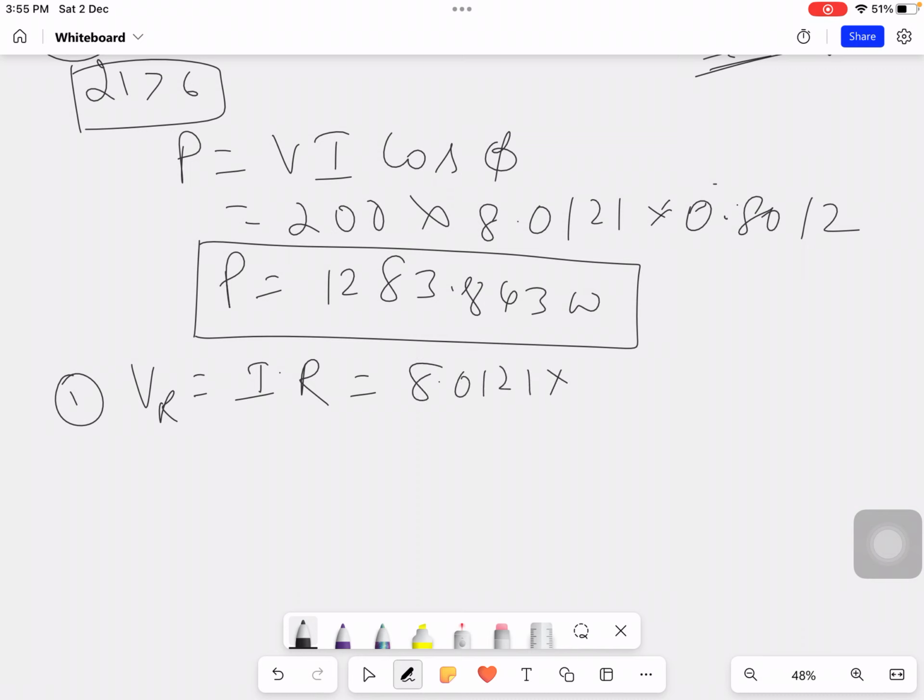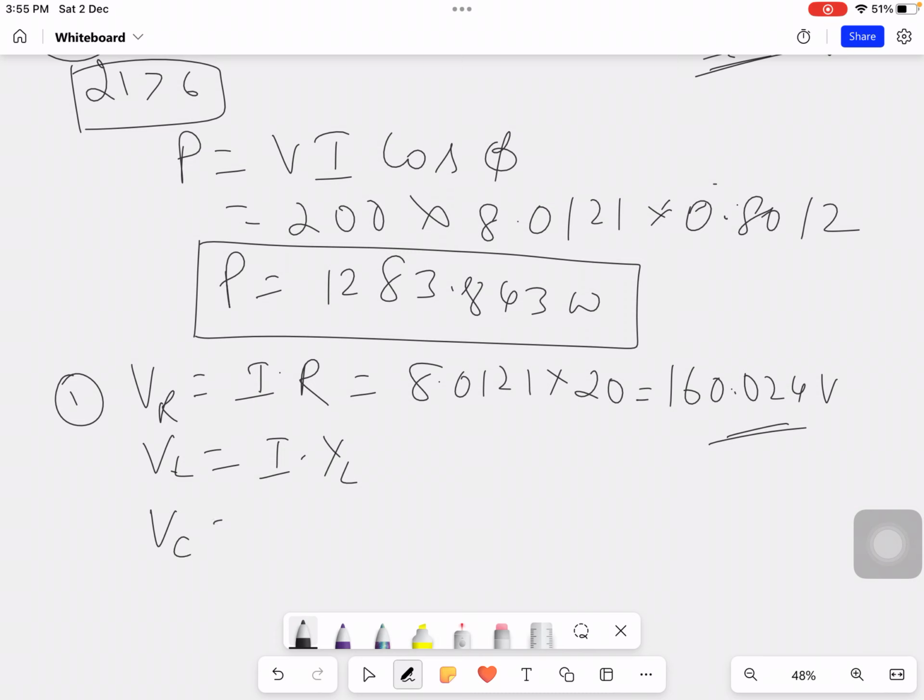8.0121 and resistance value is 20. So its drop is around 160.024 volts. Okay, similarly what is the drop across inductor? That is VL. Drop across inductor is VL. VL is nothing but I into XL.